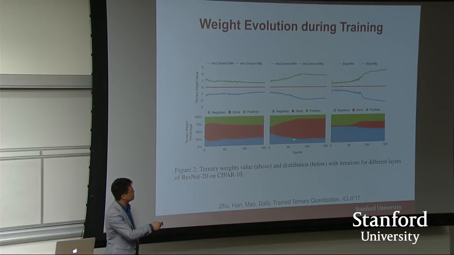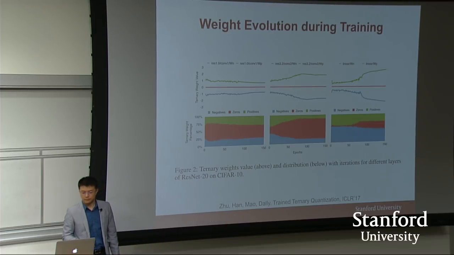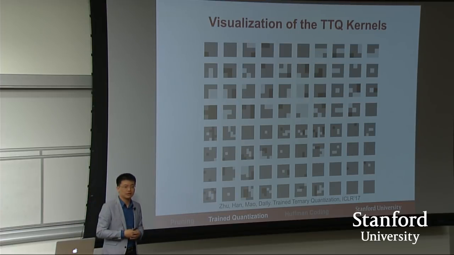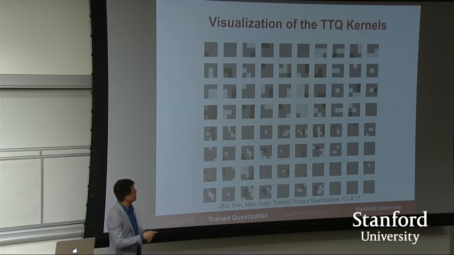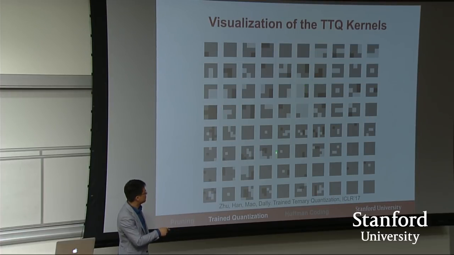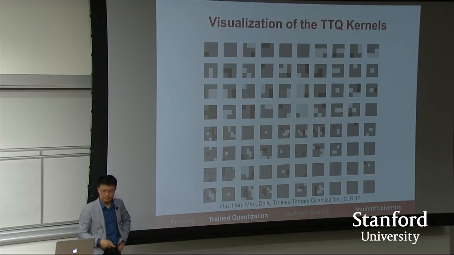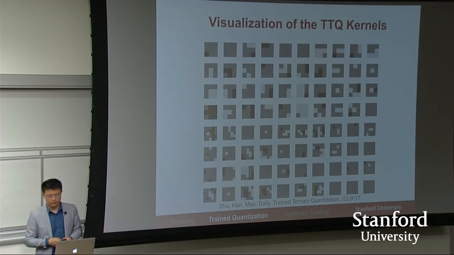And this is the proportion of the positive, zero and negative weights. They can change during the training, and so can their absolute values. And this is the visualization of the kernels by this trained ternary quantization. We can see some of them are maybe a corner detector, like here, and also here. Some of them are maybe edge detectors, for example, this filter. Some of them are corner detectors, like this filter. Actually, we don't need such fine-grained resolution, just 3 weights are enough.